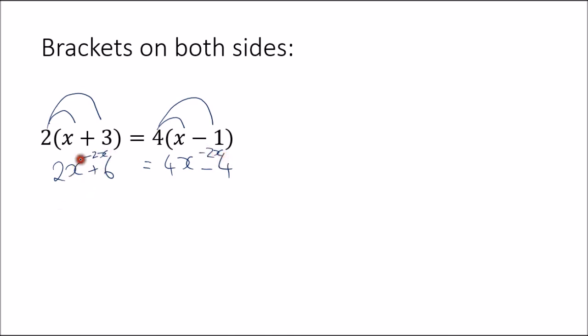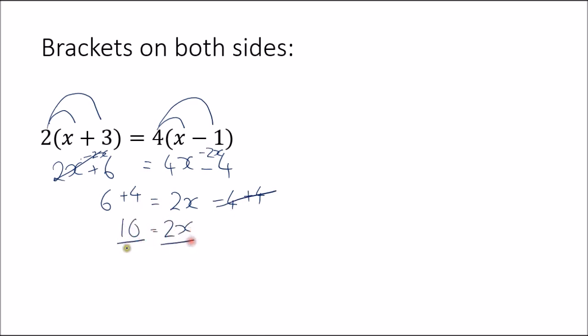So 2x minus 2x cancels, so I'm left with 6. 4x minus 2x is 2x, minus 4. Then I want to get rid of this from this side, so to cancel that I'm going to do the opposite operation, which is adding 4 to both sides. Cancel that out. This becomes 10 equals 2x.